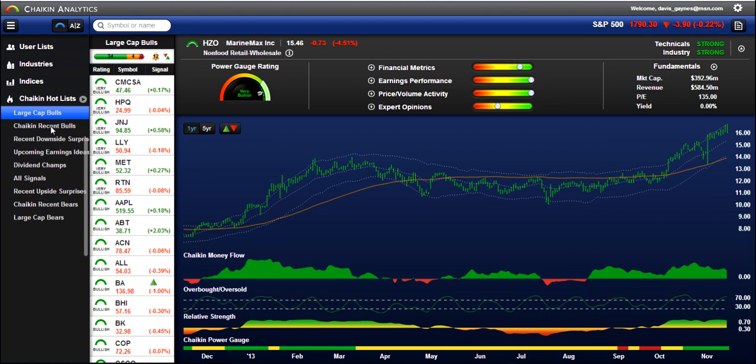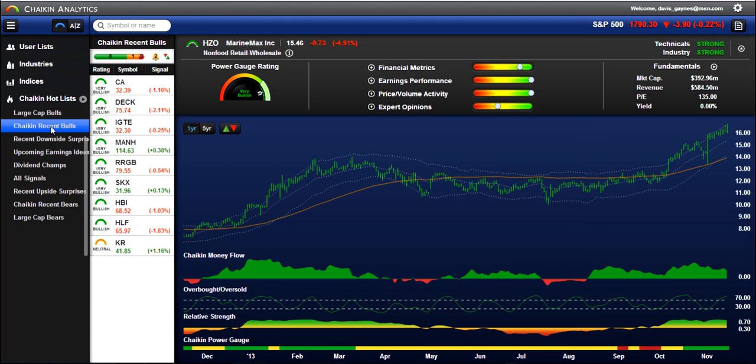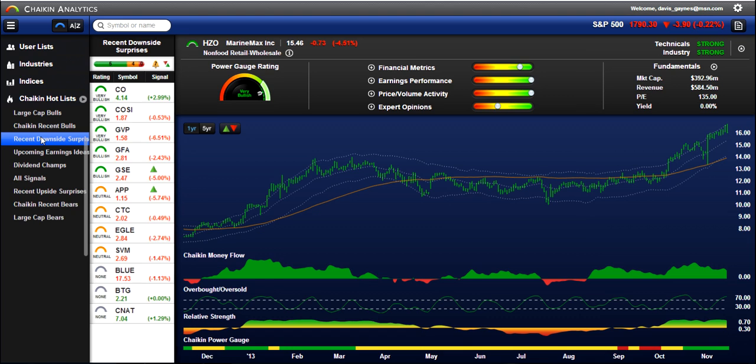Recent bulls allow you to follow some of the recent bulls that have been part of that list to see if they're still bullish, or in some cases some might be turning bearish. Recent downside surprises are those names that recently came out with an earnings surprise on the downside. We'll see Best Buy there soon.